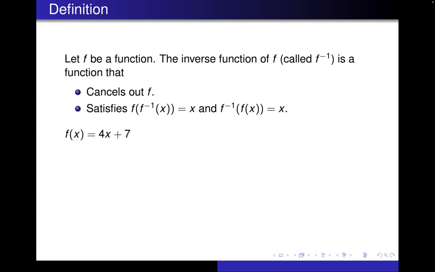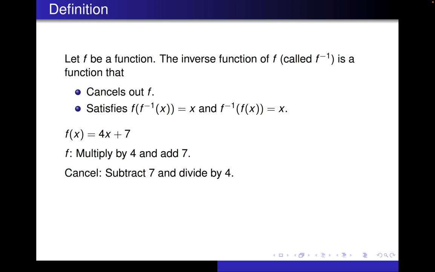So for instance, if you have f of x equals 4x plus 7, the actions that f does to the inputs is it takes the input, multiplies it by 4, and then adds 7. So if you want to cancel that out, you're going to peel that back and cancel out each action in reverse. So you're going to subtract 7, then you're going to divide by 4. So you're going to start with x minus 7, and then divide it by 4. So that means f inverse of x is equal to x minus 7 divided by 4.